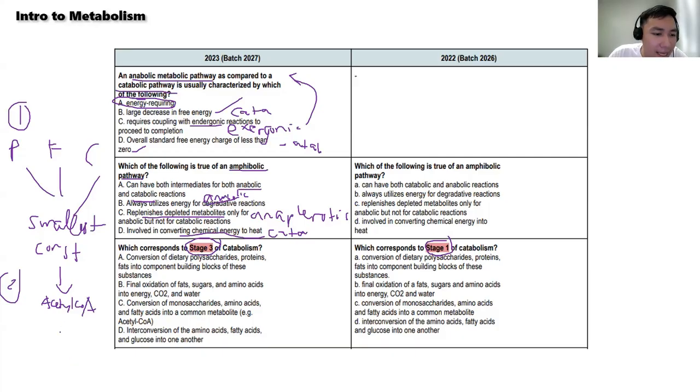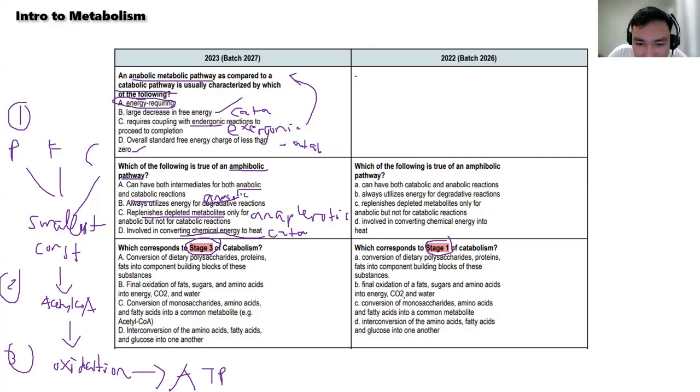Okay? And that will now allow them to enter the Krebs cycle for their oxidation. So pag na-oxidize sila, we have now enough electron carriers for the electron transport chain. We now form your energy. Okay? So stage 1 is the conversion of dietary into component building blocks. And stage 3 is the final oxidation of fat, sugars, and amino acids into energy, carbon dioxide, and water. Conversion into common metabolite, this is stage 2.